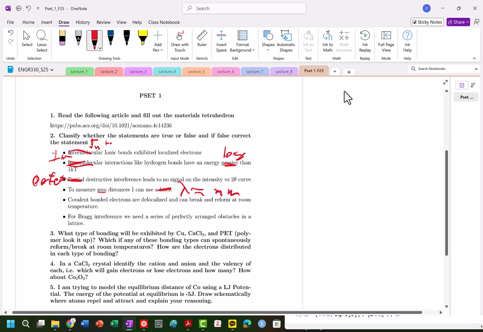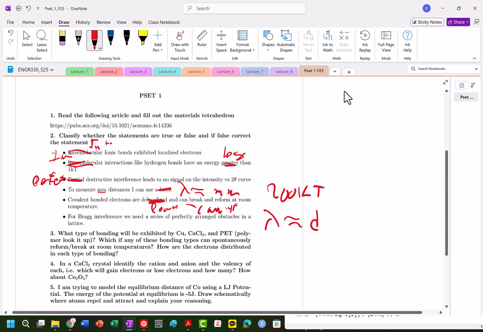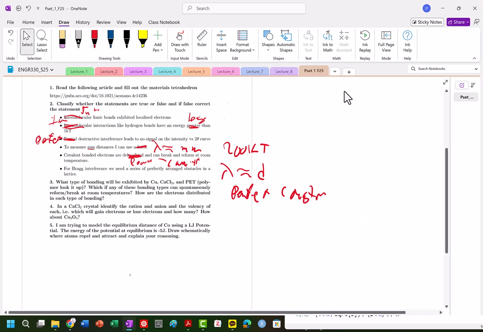Covalent bonded electrons are delocalized, and I can break. Nope, they are localized, and then they cannot break and reform at room temperature because they're around 200 kT in terms of energy. For Bragg interference, or Bragg diffraction, we need a series of perfectly arranged obstacles in a lattice. We also need lambda that's on the order of the distance that we're trying to measure, and we need perfect constructive interference. So, a lot more than just that.